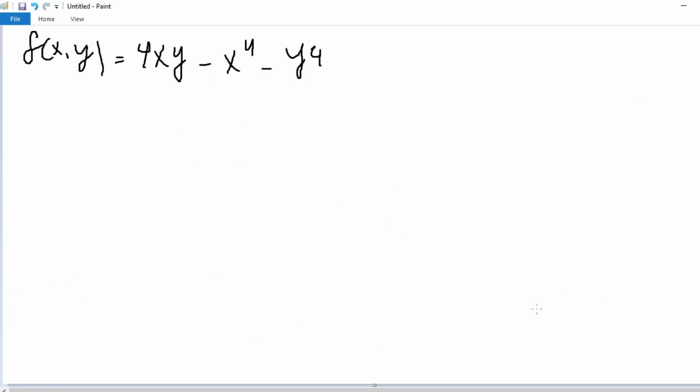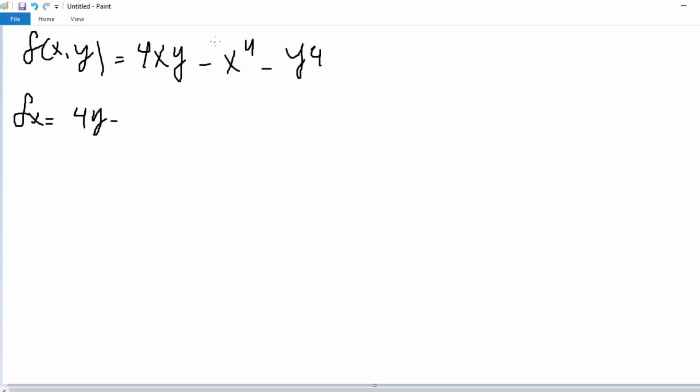Okay, let's start with the second example. As you see here, the example says f of x comma y is equal to 4xy minus 4x to the fourth, minus y to the fourth. So we need to do the same steps as in the previous example. First step, we need to find the partial derivative with respect to x and the partial derivative with respect to y. Starting with x, it's going to be 4y. The partial with x here is 1, so what's left is 4y.